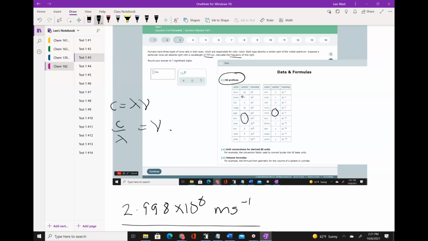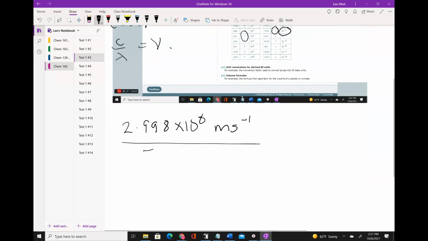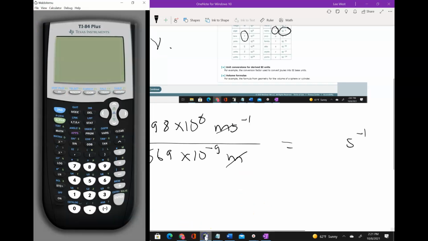Now I want to be cancelling meters, so I'm going to be using the prefix for nano. How I'm going to do that is quite simple: 569, and then instead of writing the n, I'm just going to write times 10 to the -9 meters. And when I do that math, you can see that it's going to leave me with units of per second. So let's go ahead and do that right now.